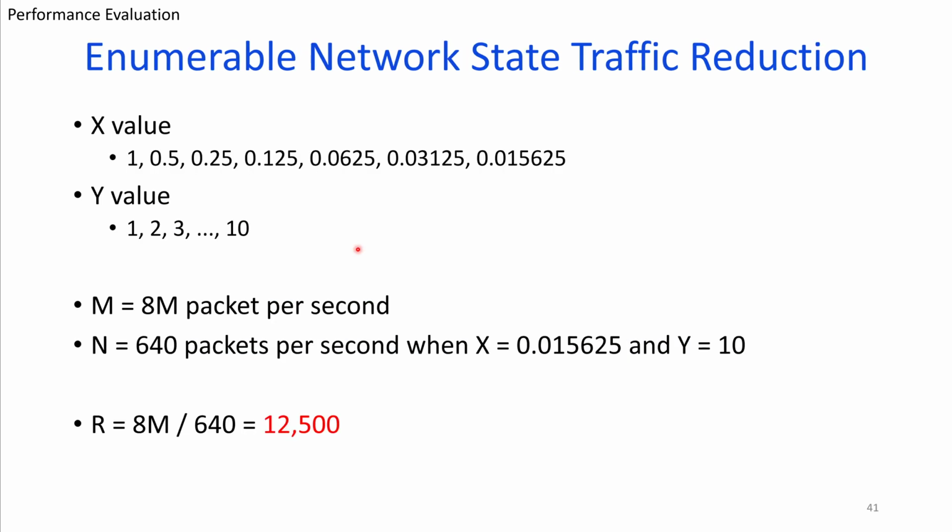In our numerical measurement with our traffic, there are 8 million packets per second generated. The best case is X equals 0.015625 and Y equals 10. There are only 640 packets of INT reports generated. The traffic reduction ratio is equal to 12,500, which is 4 orders of magnitude improvement.